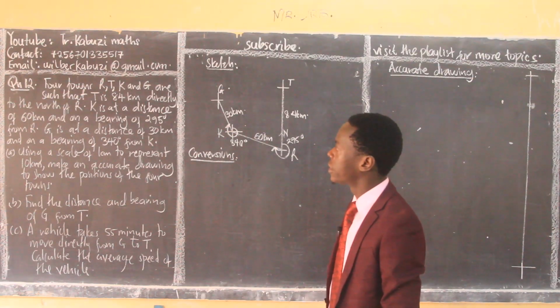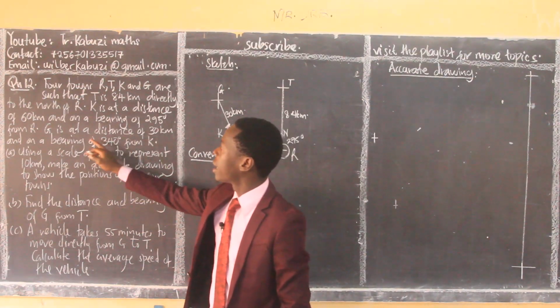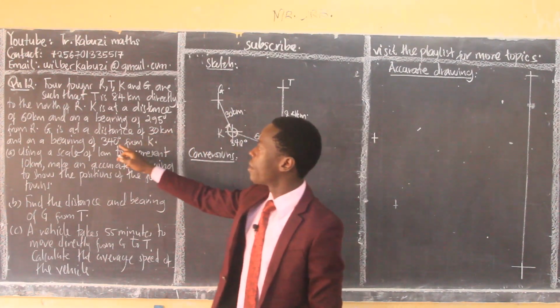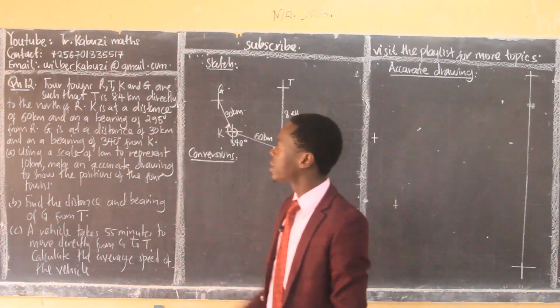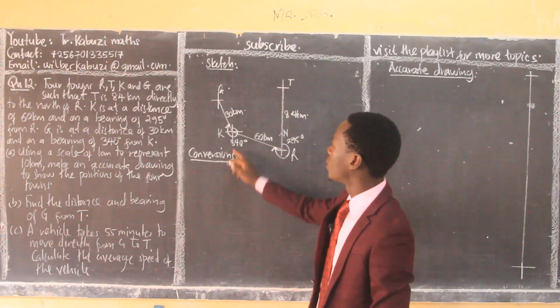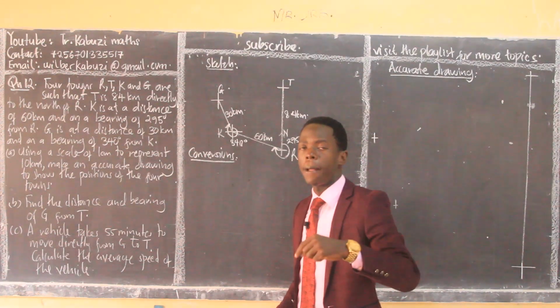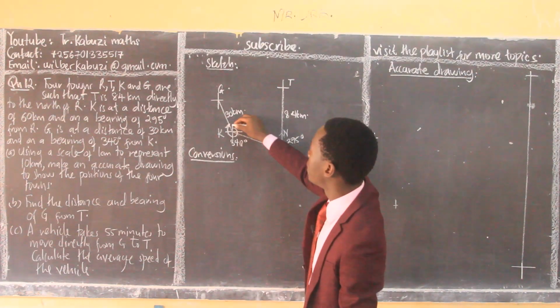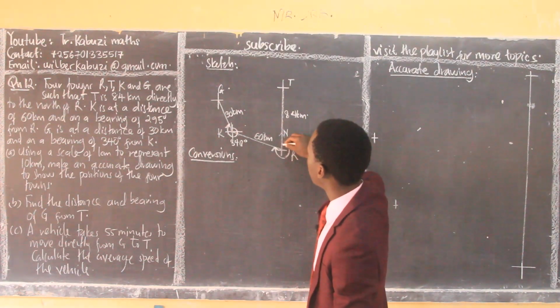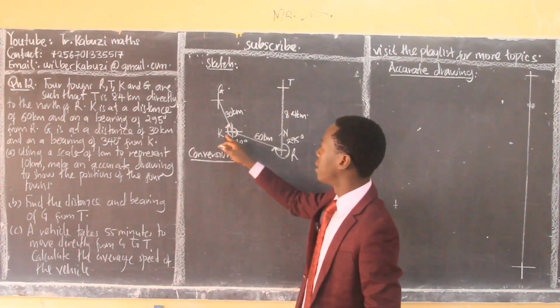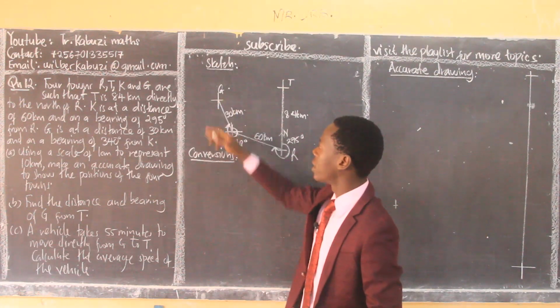And then they continue to say that G is at a distance of 30 kilometers on a bearing of 340 degrees from K. So if this is K, we measure the bearing of 340. We always measure from the north line, whenever you are measuring the bearing. So 340 to get now the G.